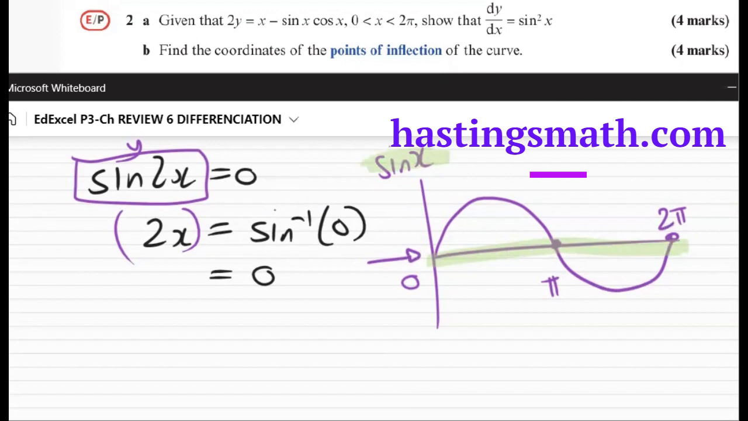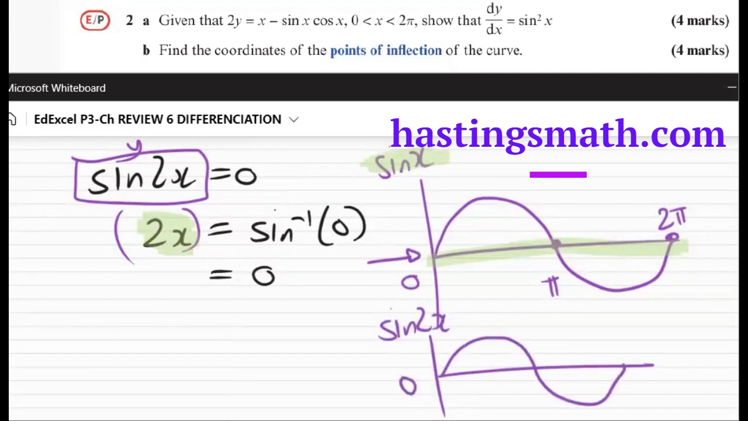We're not using sine x, we're using sine 2x. So visually, we could do this. Sine 2x. All the points have been squished up. So this stays 0. This is pi over 2. And this is 2 pi over 2, which is just pi. And that just keeps going.